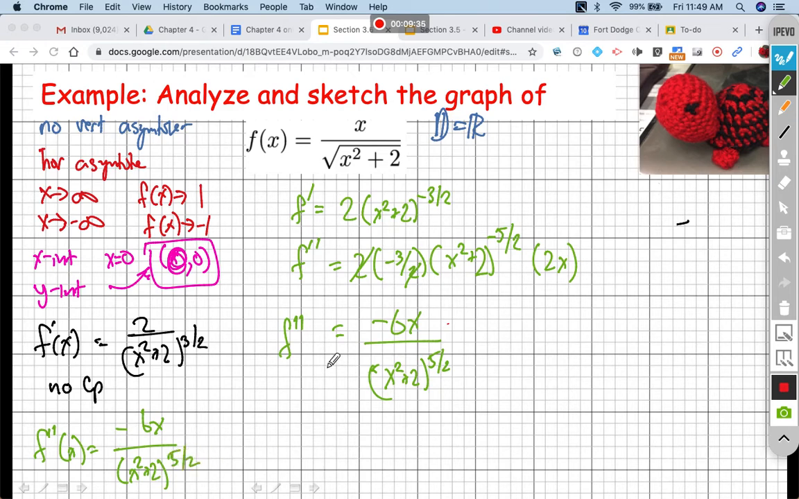And if I look for possible inflection points, where does this equal 0? At x equals 0. So we have a possible inflection point at 0, 0.